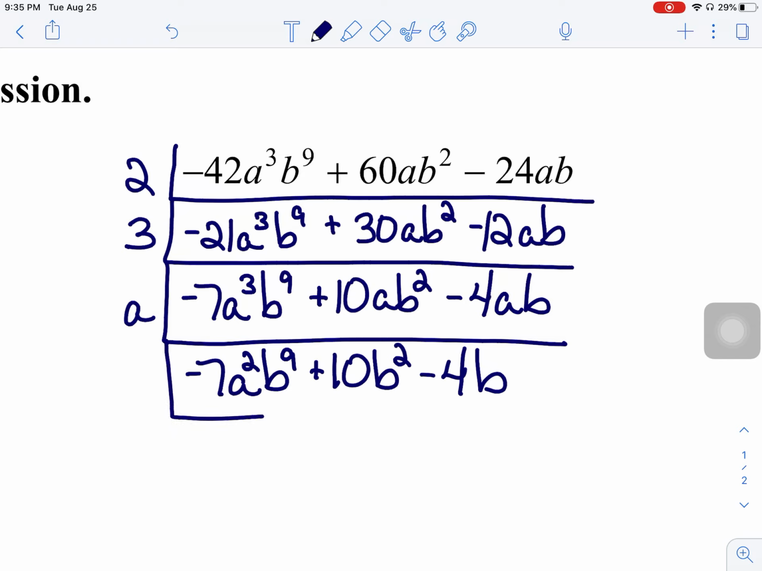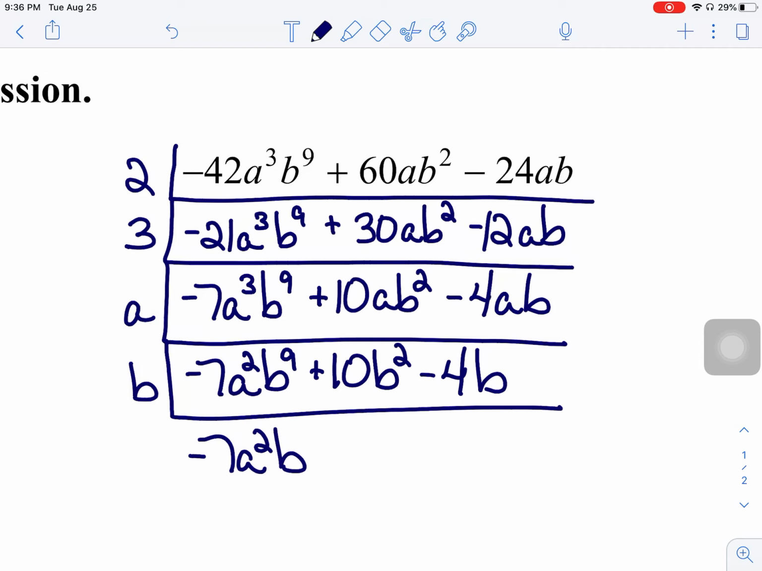How about b's? All right, b to the 9th, b to the 2nd, and I have a single b here, so I can only take one b out. So every single one of my terms, I am going to remove one b. That 9, I lost one of them. B squared here, I'm going to lose 1 and just have a b. And then 4b, that single b is going to disappear. It's going to divide out, just leaving that negative 4 behind.